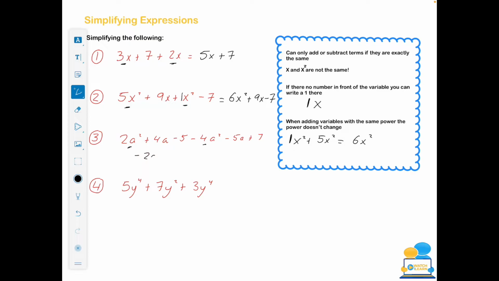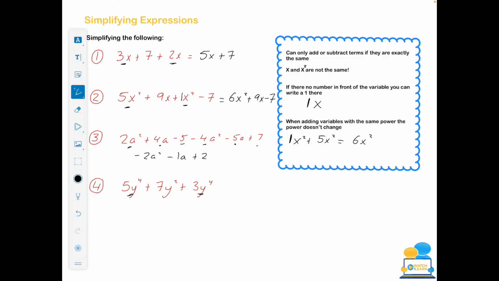The next one, we have 2a squared minus 4a squared. 2 minus 4, you can put that into your calculator if you're not sure, it'll be minus 2a squared. Then we also have 4a minus 5a. 4a minus 5a is minus 1a. You don't have to write the 1. And then we've minus 5 plus 7. Minus 5 plus 7 will give me plus 2. Be careful with the minuses. Put those into your calculator and it will tell you.